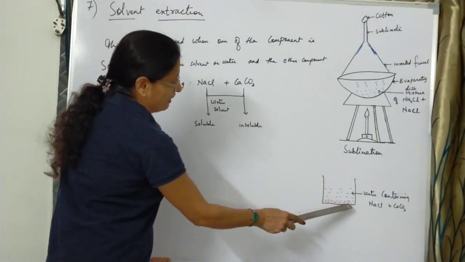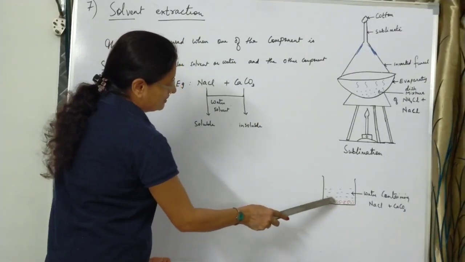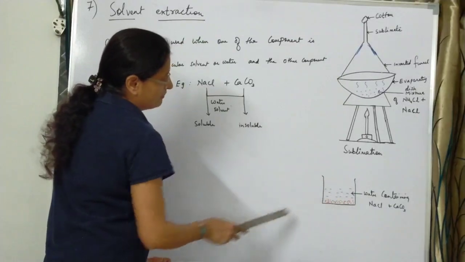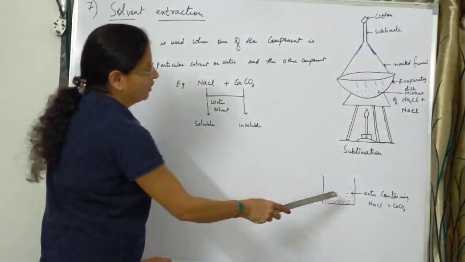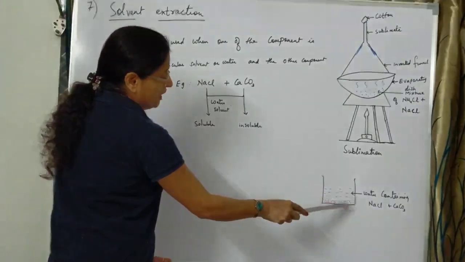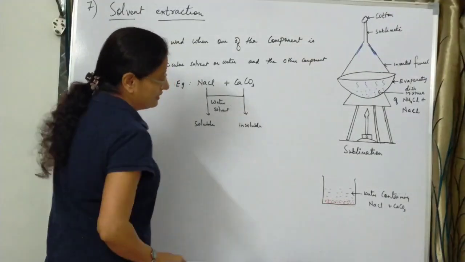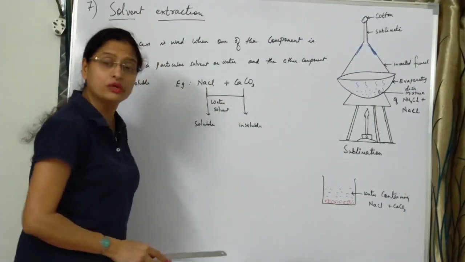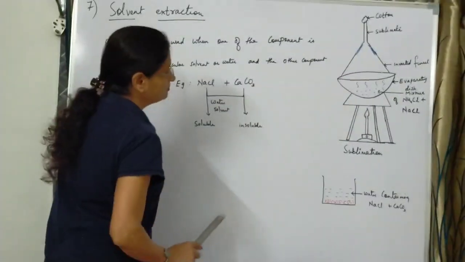Calcium carbonate I have represented with red particles, and these blue colored particles represent what? Salt has been mixed into water. So these blue lines represent the water in which salt has got dissolved. Calcium carbonate will remain over here at the bottom of the container, whereas this solution, that is this water, contains what? Sodium chloride, which is completely soluble.